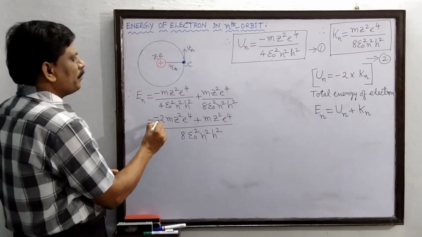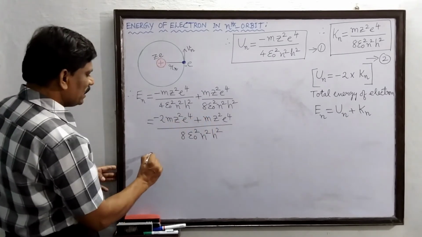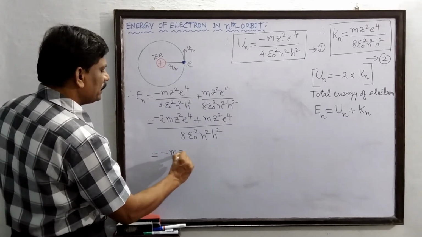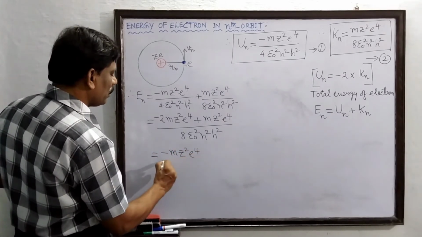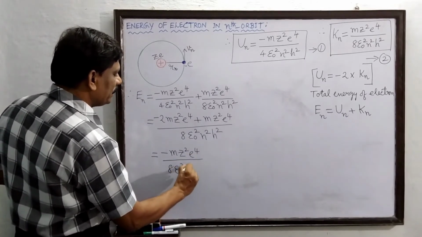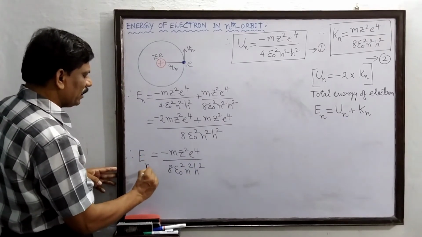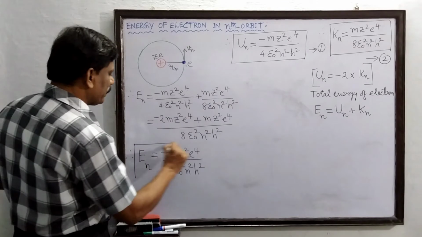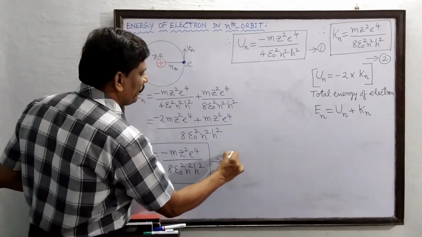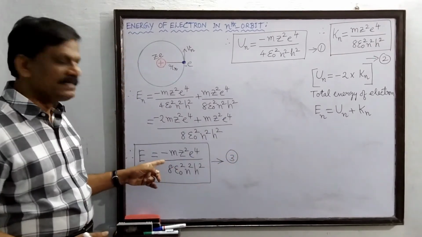So this is minus 2x term, this is x term. Therefore it is minus x. So this is now equal to minus m z square e power 4 divided by 8 epsilon naught square n square h square. So this is the total energy of the electron in the nth orbit. So this is a very important equation number 3. Have you understood up to this equation?